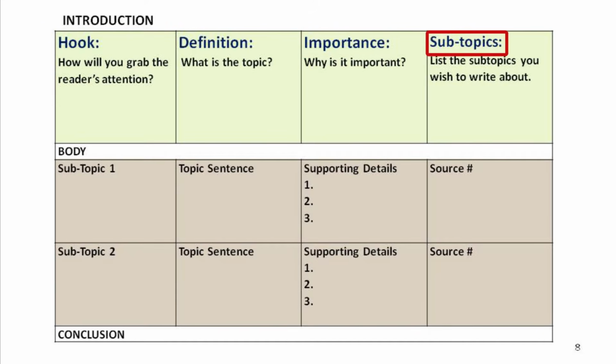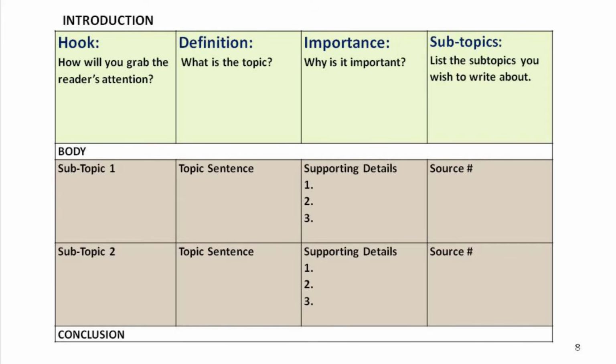And of course, we also want to talk about the subtopics. This is basically a list of the things that you're going to be writing about within the body of your piece. Now we can see where we have the body. Here we have subtopic 1 and subtopic 2. Your piece may have more than 2 subtopics. It could be 3, it could be 4, depending on what the prompt asks you to write. So we have the subtopic and we have our topic sentence. Then we also have the supporting details 1, 2, and 3.